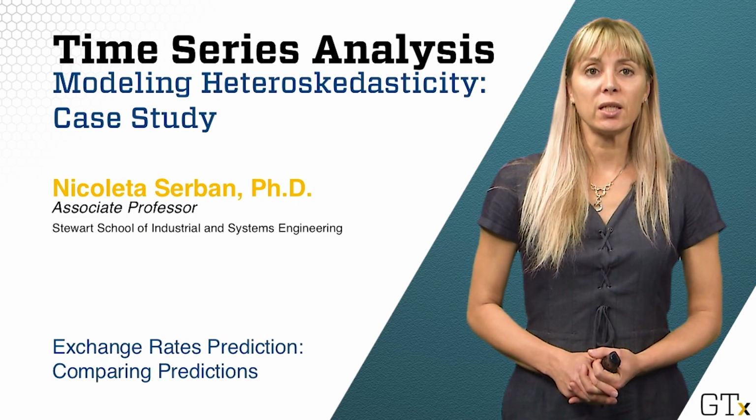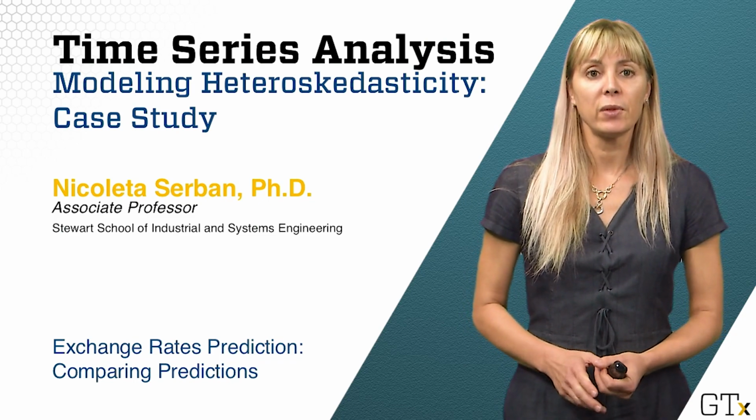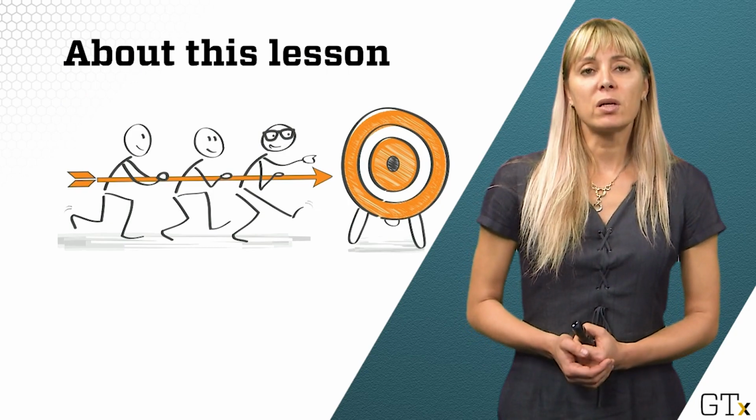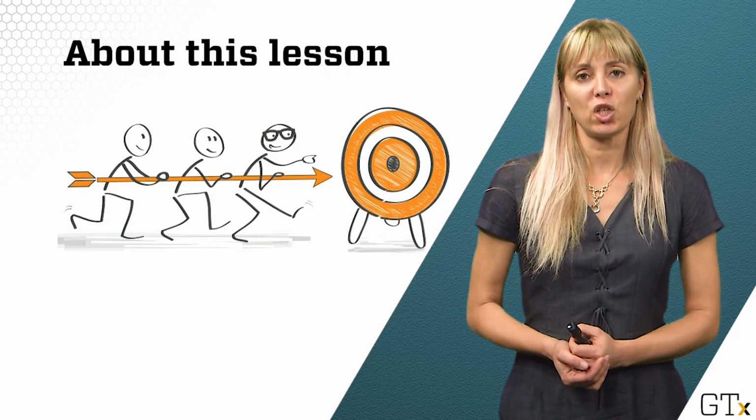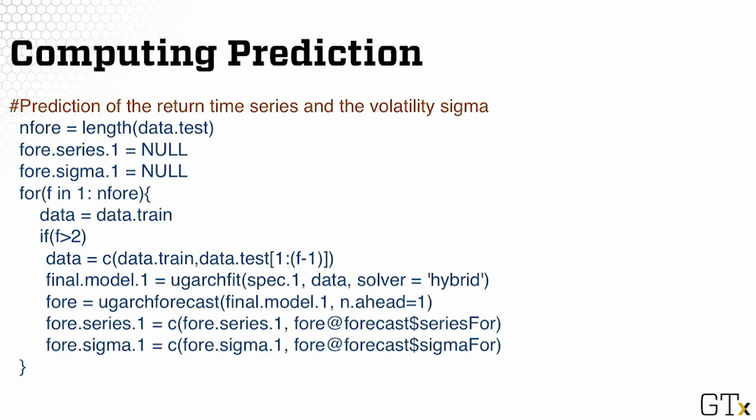This lecture is on a case study for modeling heteroscedasticity. And in this lesson, I will continue the analysis of the exchange rates with a focus on the prediction. For this example, we predict the currency for the last 2 months of the time period, the months of July and August 2017. The predictions are one lag ahead, obtained on a rolling basis. That is, we loop through all the time points to be predicted.